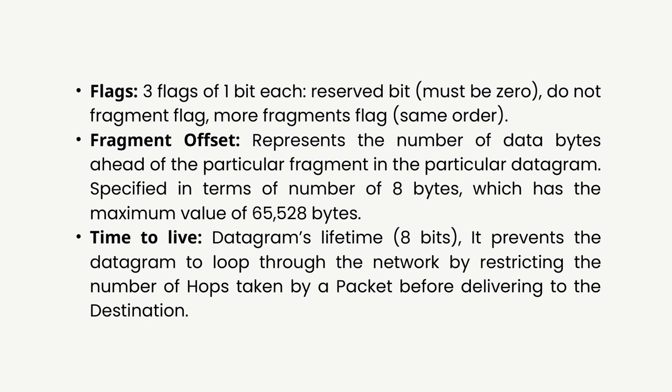Finally, let's talk about the time to live, or TTL. This is an 8-bit field, and its purpose is to prevent packets from looping endlessly through the network. Each time a packet passes through a router, the TTL decreases by 1. When it reaches 0, the packet is discarded. This mechanism is crucial because it helps avoid network congestion and ensures that data doesn't get stuck circulating forever. Overall, the TTL acts as a safeguard to keep our networks running smoothly and efficiently.